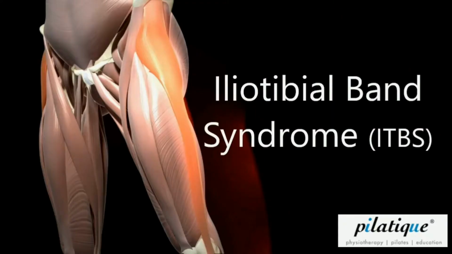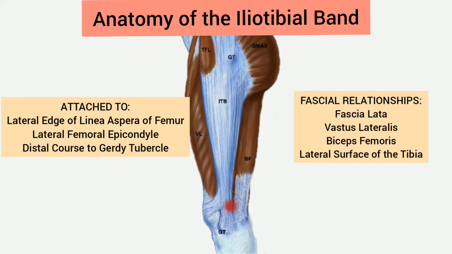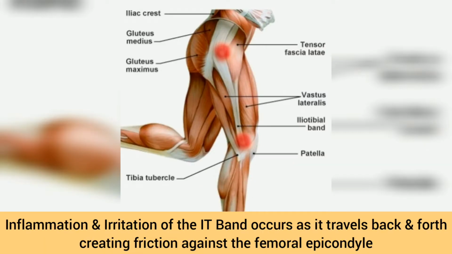Iliotibial band syndrome is an overuse injury that occurs most often in long-distance runners, bicyclists, and other athletes who repeatedly bend the knee. The IT band is a group of fibers that run the length of the upper leg from the hip to the top of the shin. When overused, the IT band can become tightened.